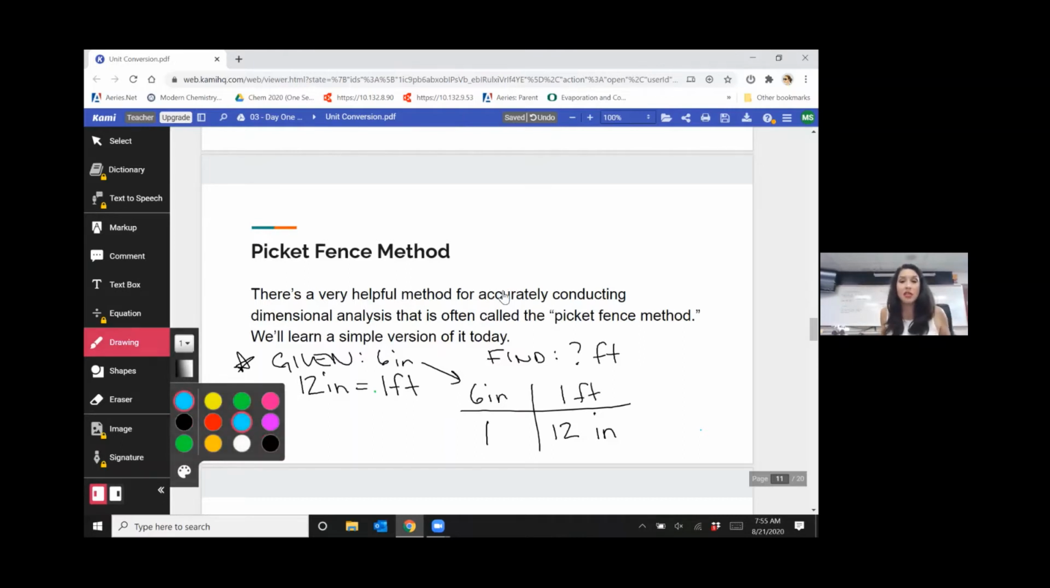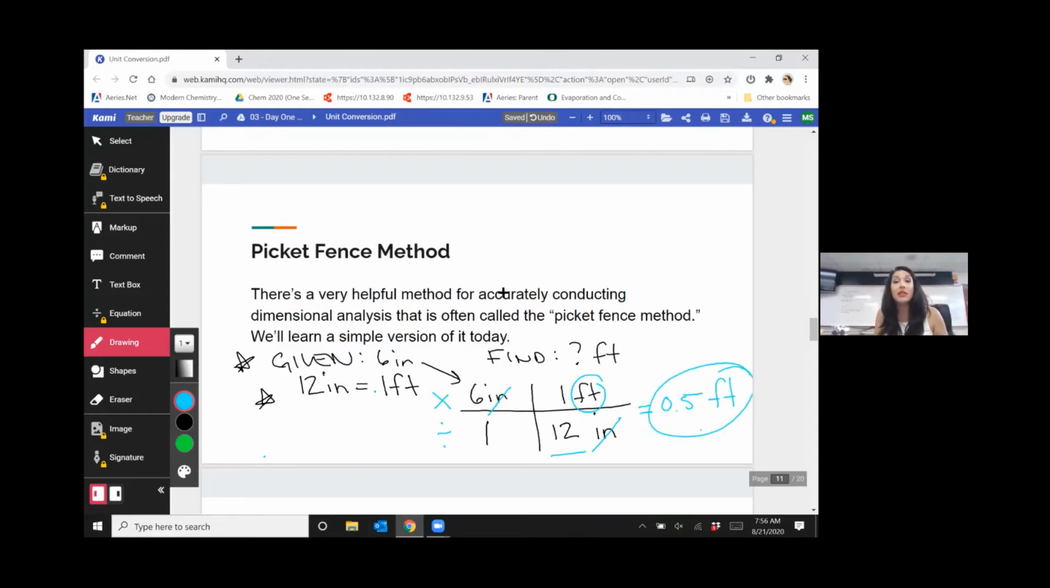Now what this technique suggests that we do is multiply across everything on top and divide across everything on the bottom. But first, let's take a look at what's going on with our units. I have inches divided by inches. Those cancel out. I have no units with the 1, and I have the unit of feet left over. So when I complete this calculation, I'm going to have feet and some number. Multiplying across, I have 6 times 1 is 6, divided by 1 is 6, divided by 12 is 0.5. And look at that, I've proven that 6 inches is equivalent to half a foot.